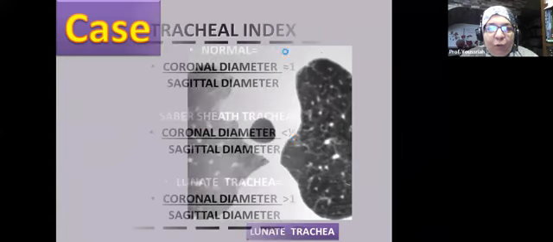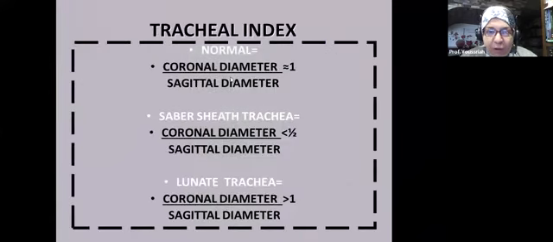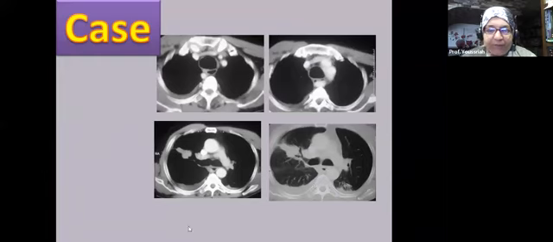We have what we call the tracheal index. Normally, coronal versus sagittal is nearly 1. Saber-sheath, it's less, about half. And in case of lunate, it's more than 1.